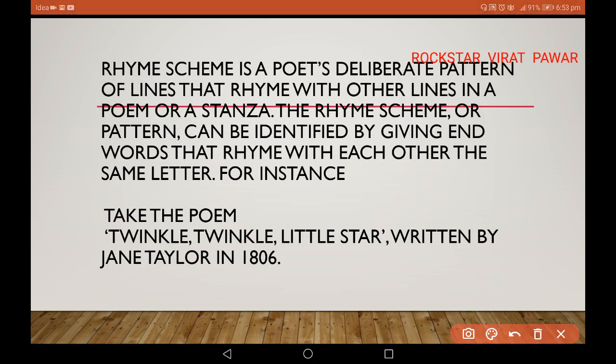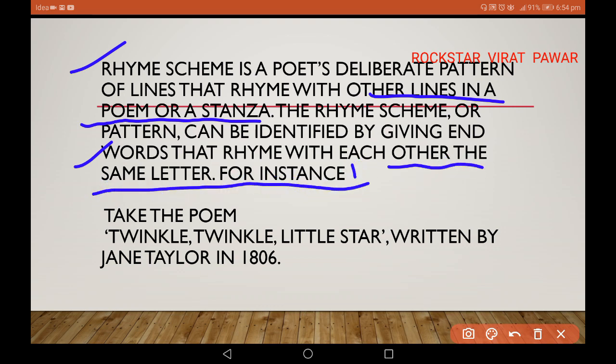So see, rhyme scheme is a poet's deliberate pattern of lines that rhyme with other lines in a poem or a stanza. The rhyme scheme or pattern can be identified by giving the end words that rhyme with each other the same letter.